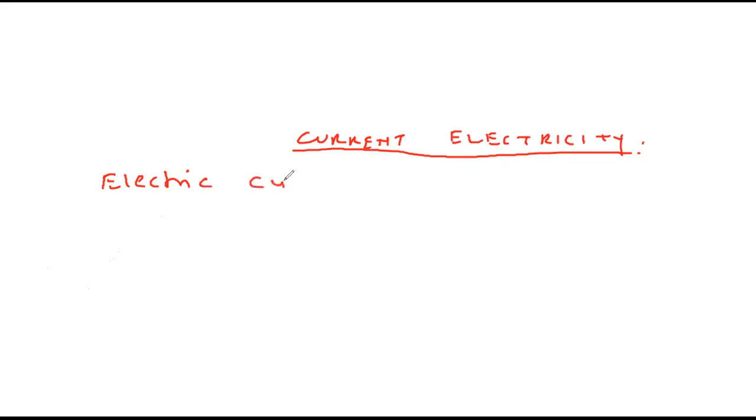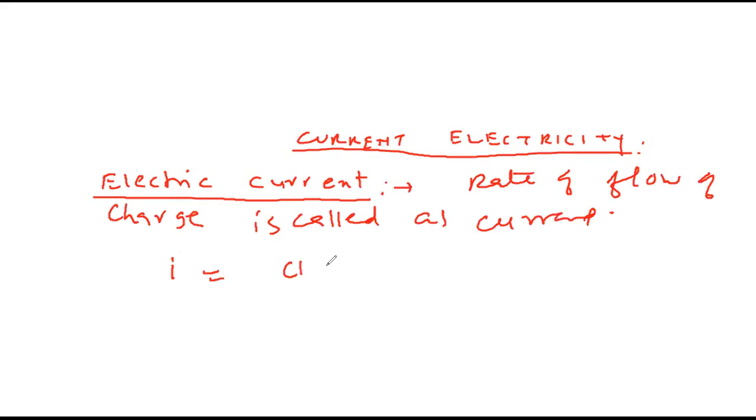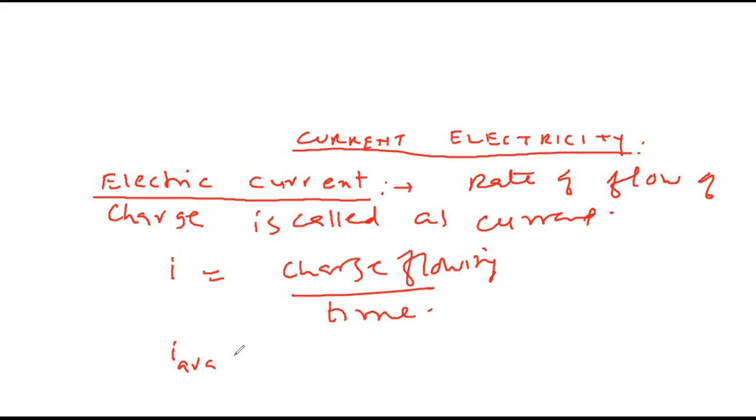So, electric current means what? Basics we are starting. Rate of flow of charge. This chapter is easier than electrostatics. Rate of flow of charge is called current. It is given by I equals charge flowing upon time, and average current is total charge flowing in the total interval of time.